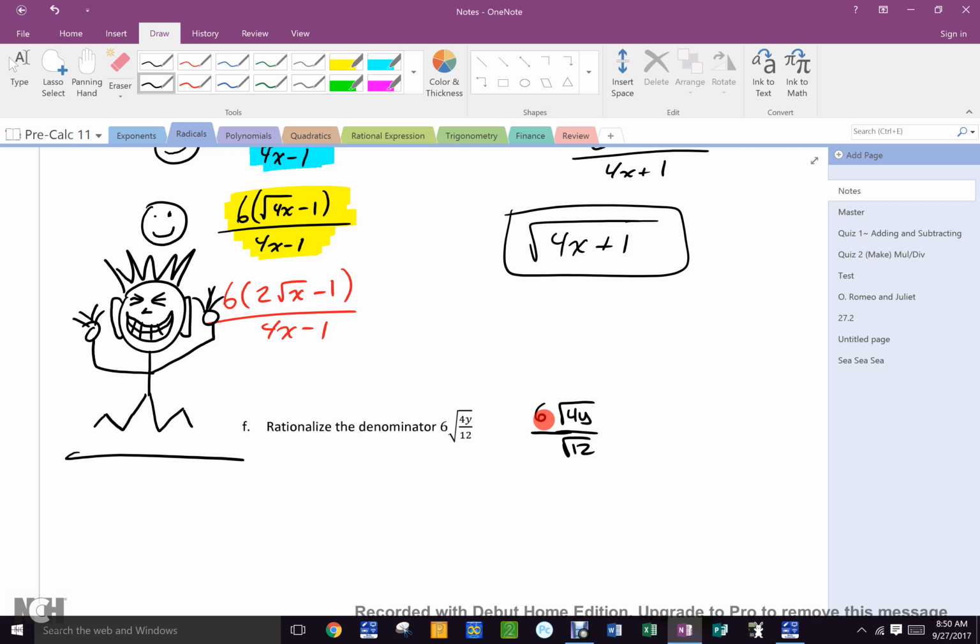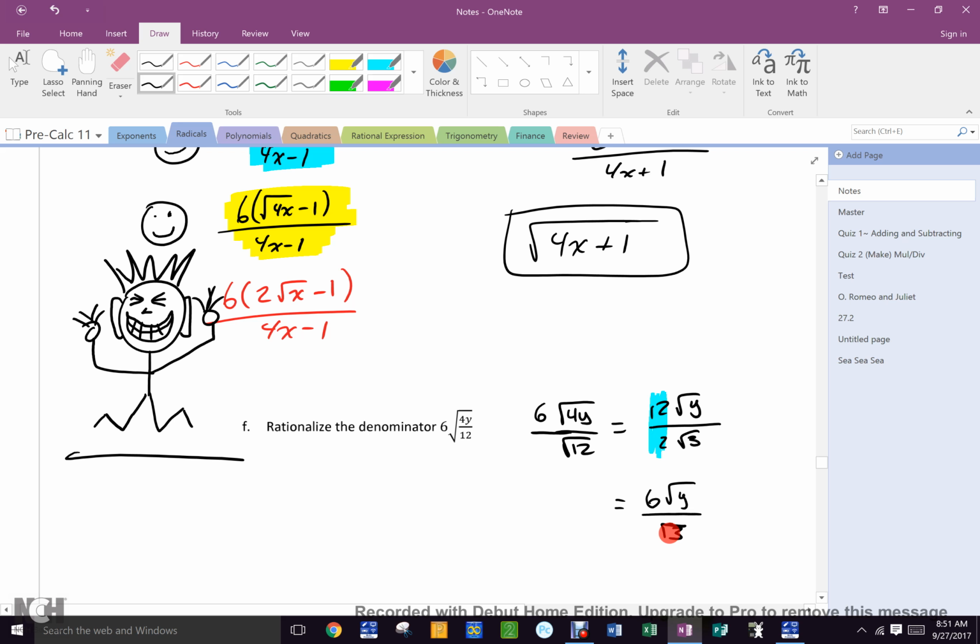Simplify? Okay. So how would you simplify up top? That would be 12 root y. Okay. Over what? 2 root 3. Cool. Okay, then what? What's 12 divided by 2? 6. So isn't that 6 root y over root 3?